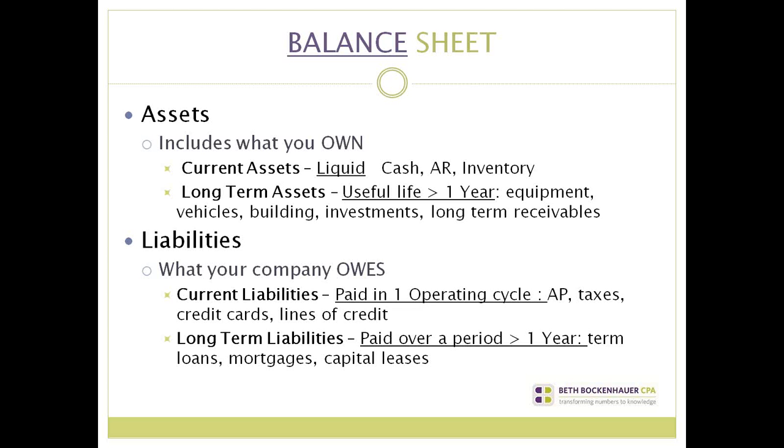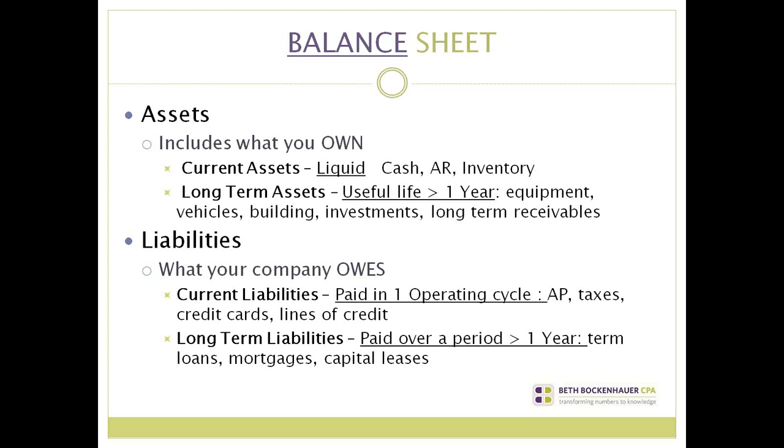And then from the asset section, we have current assets, and these would be your most liquid assets: your cash, your AR, your inventory. And then we have long-term assets, and these have a useful life greater than a year. Vehicles, computers, buildings, investments that you may have in other businesses, and any long-term receivables, meaning somebody owes you money and you're not going to collect it in the current operating cycle of the year.